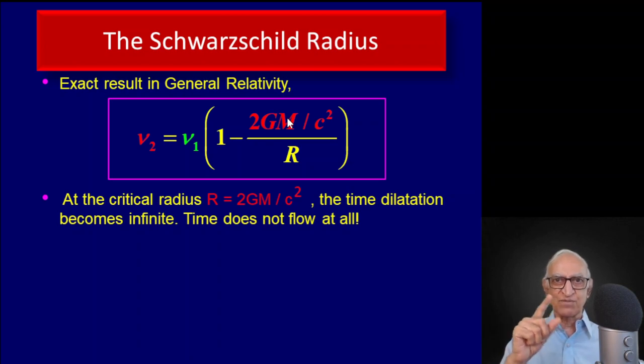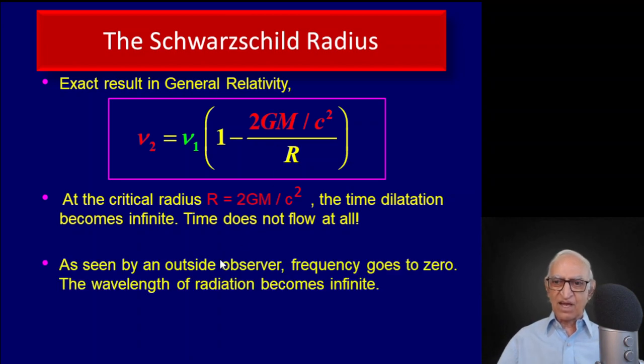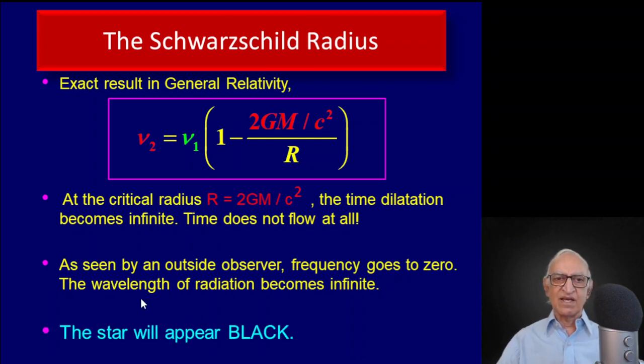But the star doesn't stop ticking. It's just that the ticks never reach you. As seen by the outside observer, the frequency of light emitted goes to zero, and the wavelength of the radiation becomes infinite, and the star appears black. So, what did John Mitchell say in 1783? That when the radius of the star is equal to 2GM by c squared, the star will become black. What does Einstein say, or Schwarzschild say? That when r is equal to 2GM by c squared, the star will appear black.